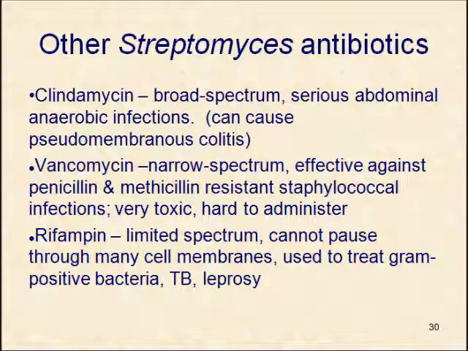Now, other Streptomyces antibiotics include clindamycin, which is broad spectrum. It's good for serious abdominal anaerobic infections, but unfortunately it can cause pseudomembranous colitis. We have vancomycin, which is a narrow spectrum, and generally, actually, a narrow spectrum antibiotic is a better choice if you can make sure that you are getting a drug that will effectively work against the organism. This is effective against penicillin, methicillin-resistant staphylococcal infections. And having said that a narrow spectrum is good, this particular one is not. It is very toxic and it is hard to administer.